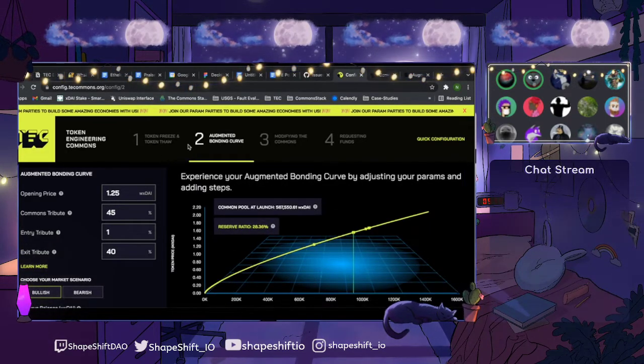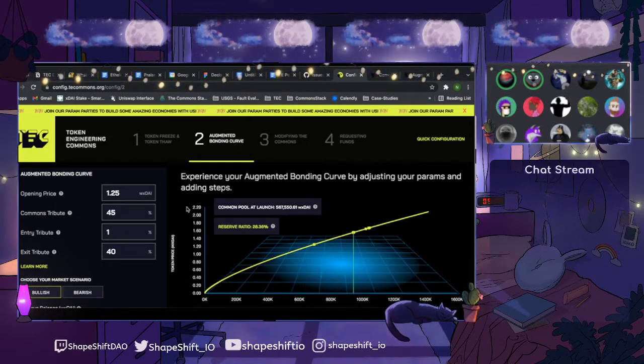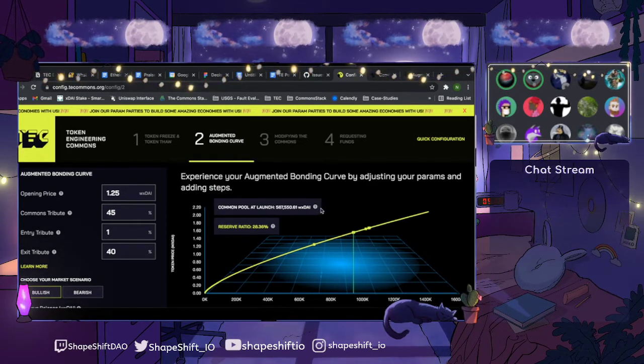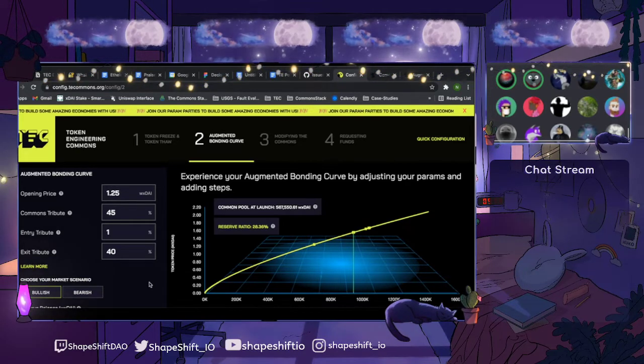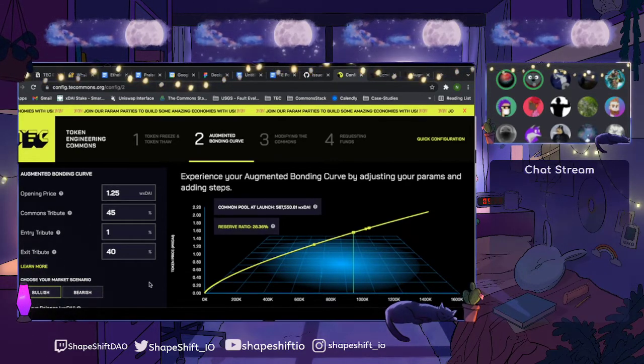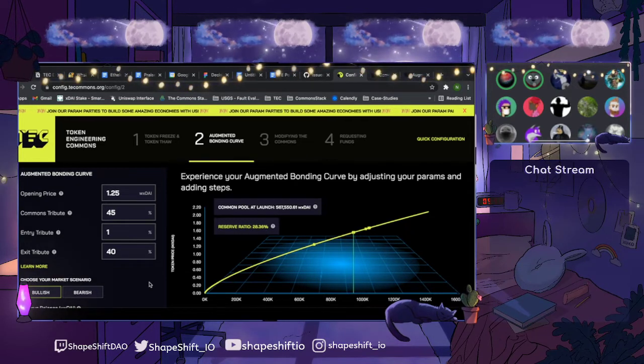Move to the augmented bonding curve. The ABC is really interesting because what I like to optimize for within this is the common pool at launch. So we have the common pool versus the reserve. Our money is split between these two pools. The common pool is where we're going to be using the funds to fund token engineering public initiatives, as well as help funding our working groups, operations budget, and so on.